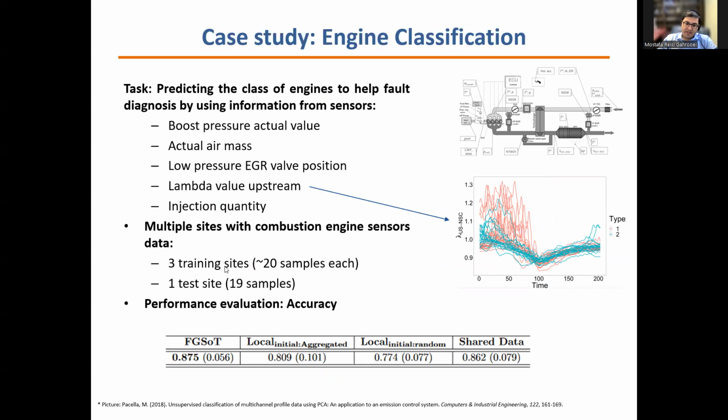So we have 3 training sites or systems. Each system has 20 samples. And then there is one test site that has 19 samples. So we train models here, and then we test in this testing site. As you can see, the accuracy of our classification based on the aggregated model outperforms the rest. In this example, we're closer to the homogeneous scenario, and therefore the aggregated model outperforms the personalized model.